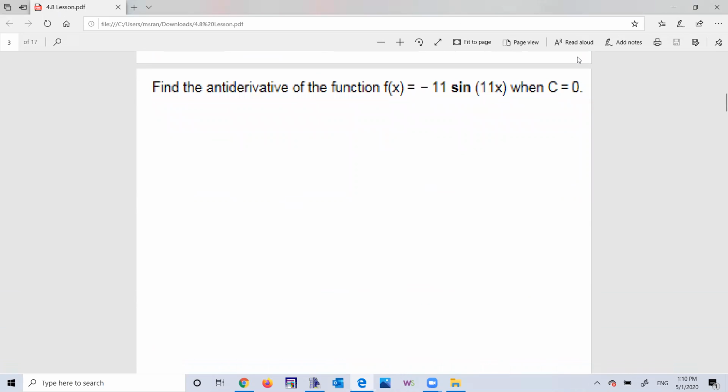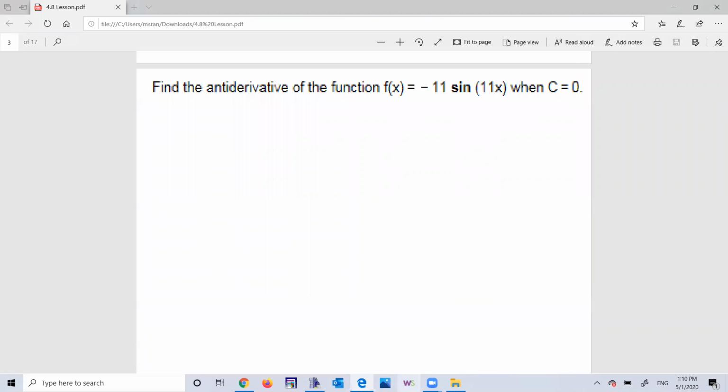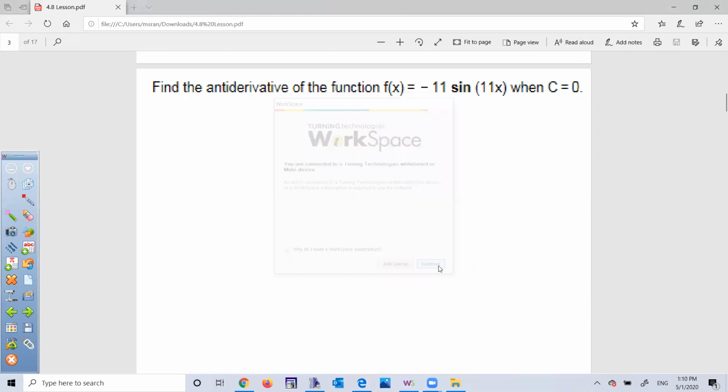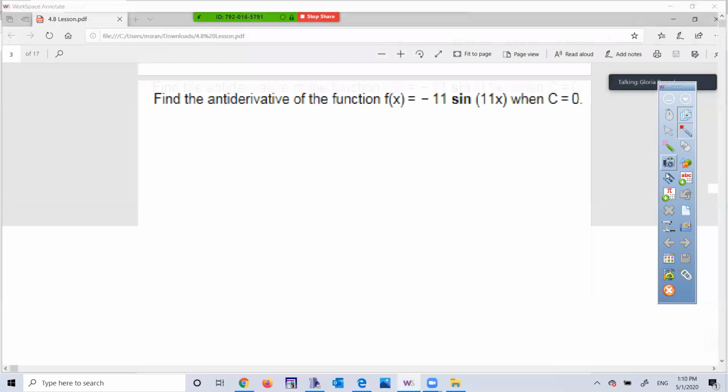So for example, this one, I forgot to open the program that allows me to write. Let me do that. Okay, so let me take a screenshot of this problem.